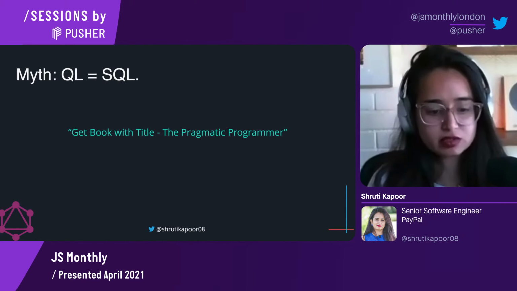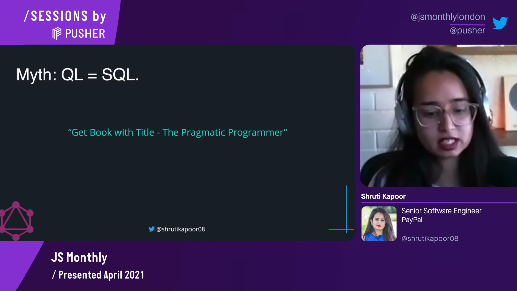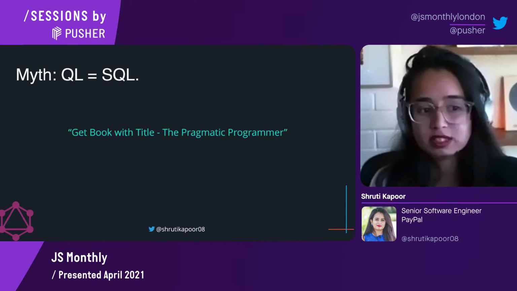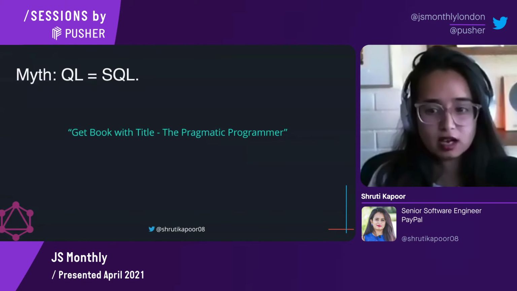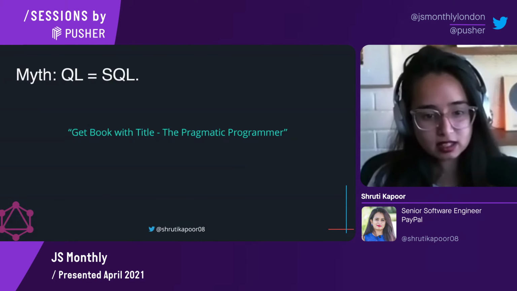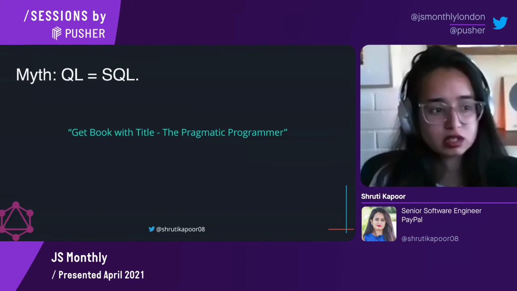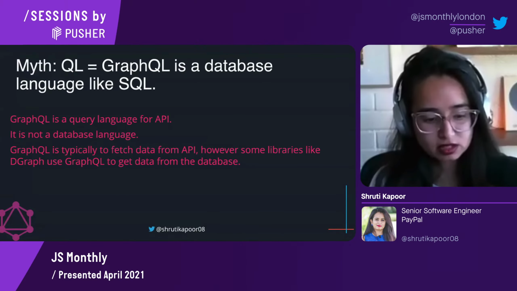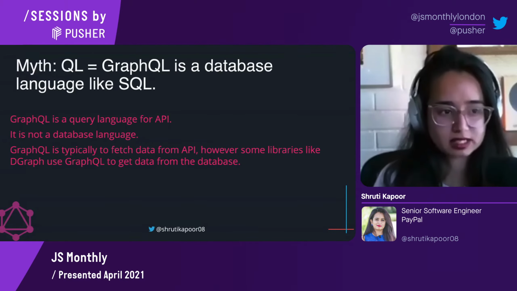So you don't write select star or whatever, you just say it's kind of like a way of asking for the title Pragmatic Programmer. And the QL here represents asking for the data from the API. So GraphQL is a query language for an API. It's not a database language.